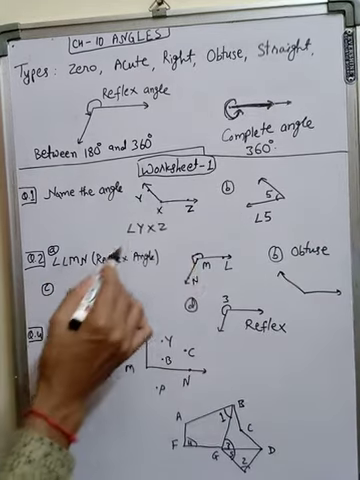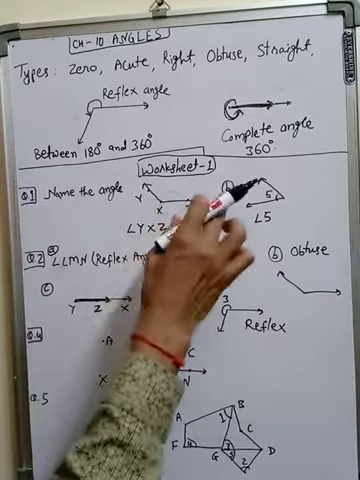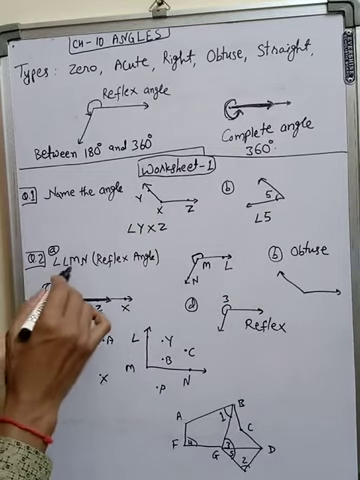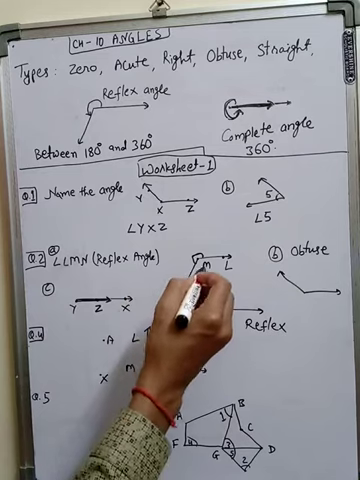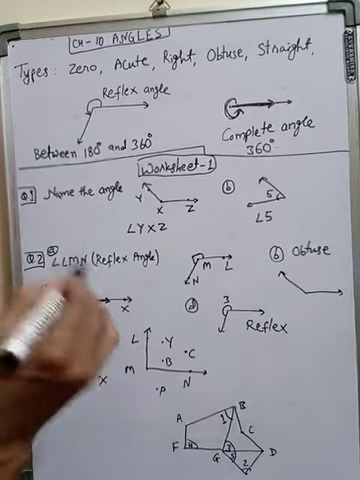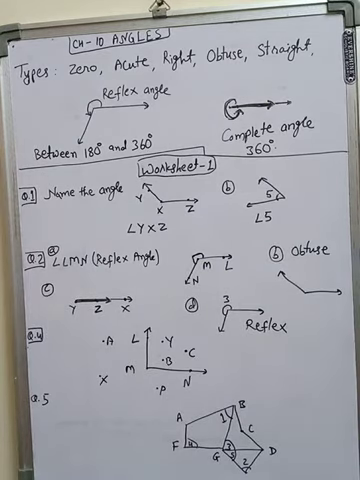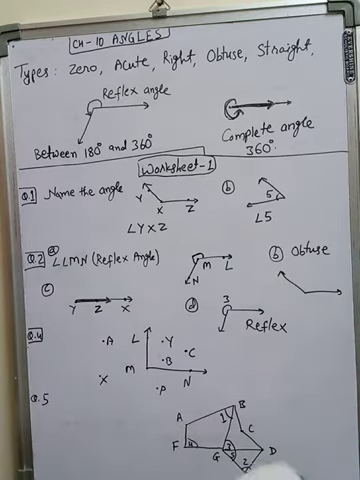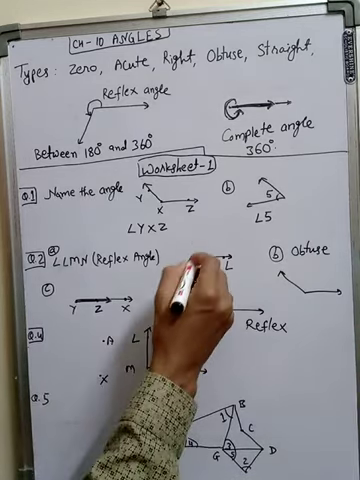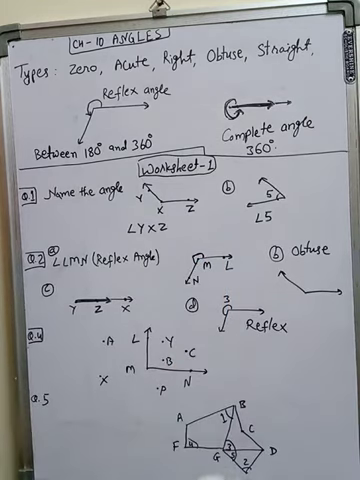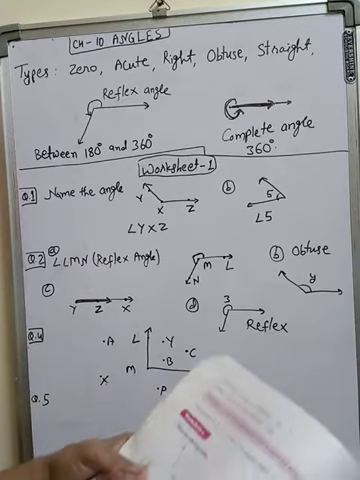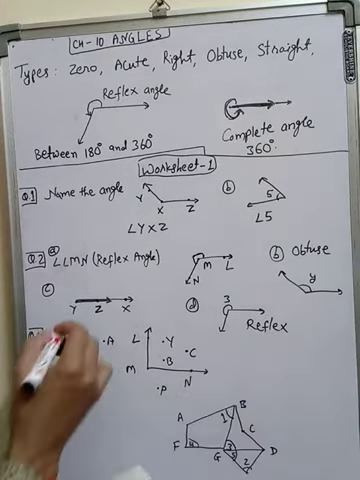Now question number 2. More parts are there that we will complete. Angle LMN, reflex angle. The question is: draw the following angles as per their type. As per the type, I have drawn this reflex angle. Question B, angle Y, obtuse. So this will be Y obtuse. Part C, angle XYZ, complete angle.